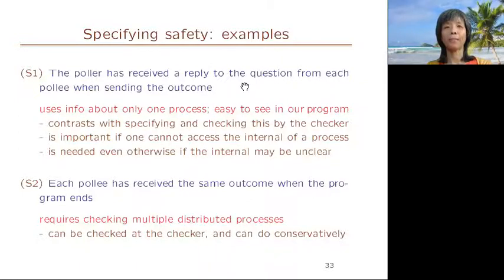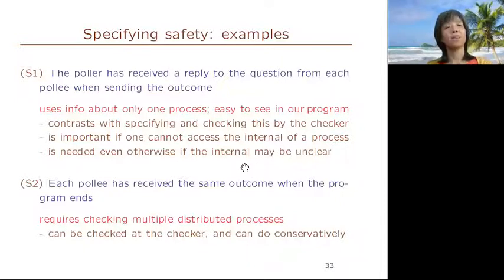We use this as an example for several purposes. First, we're contrasting specifying and checking this property by the checker versus by the poller itself. This is important if one cannot access the internal process. And even if you can access the internal process, you didn't write it in this high-level algo program, and you might need this because the internals can be complex. You're not sure if this property was true.